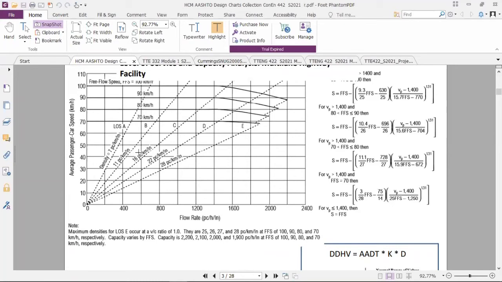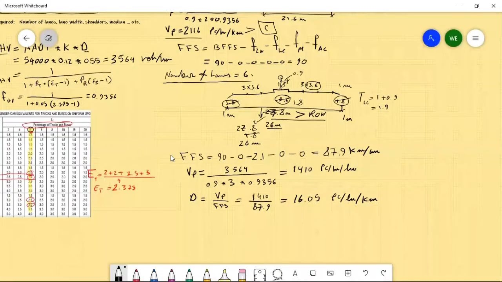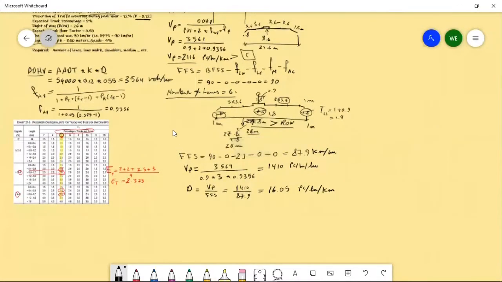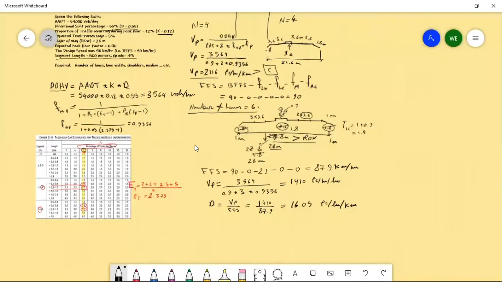Okay, so in this case, the case that we solved now, we showed how to design from scratch, so how to conduct a new construction. We started with assuming a certain number of lanes, then we checked, then we went to another number of lanes, we increased the number of lanes and adjusted the whole situation accordingly. Any questions?